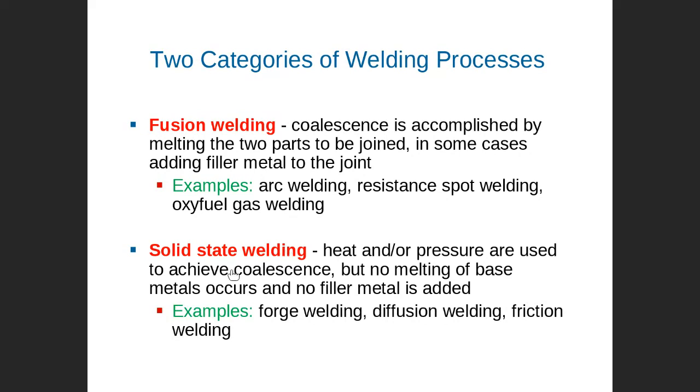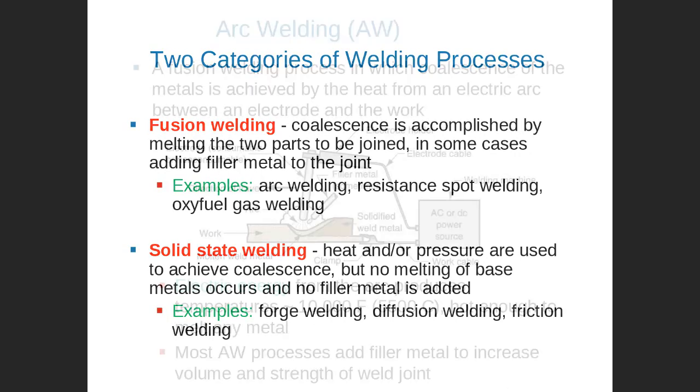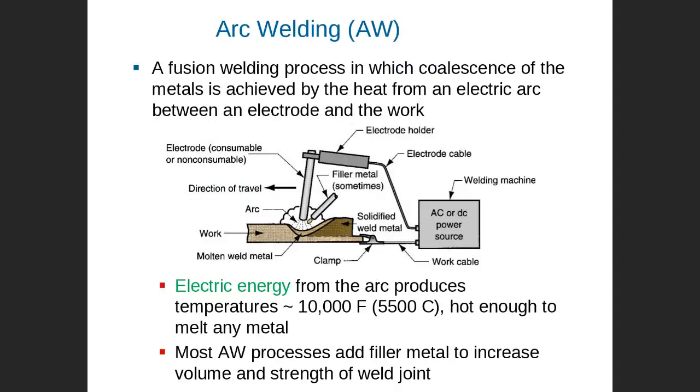These are the two categories of weld that we discussed last chapter in chapter 25: fusion welding and solid state welding. I start with arc welding as one type of fusion welding. Arc welding is a fusion welding process. You know that.